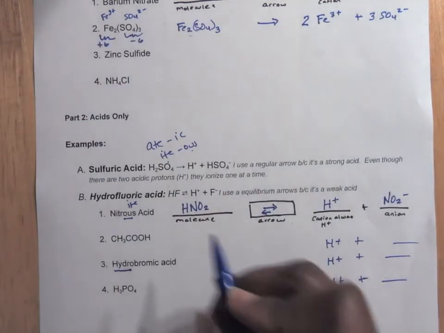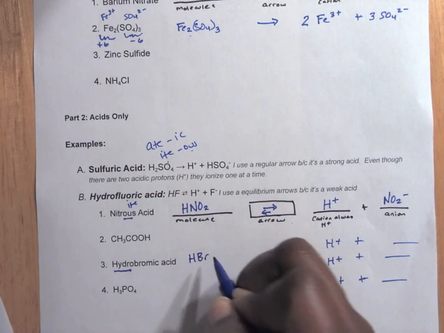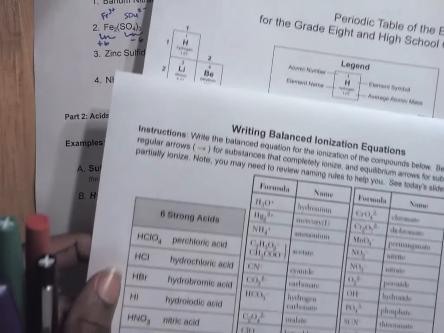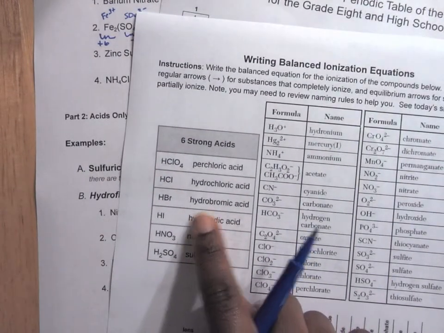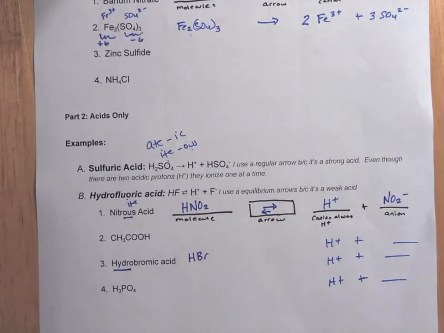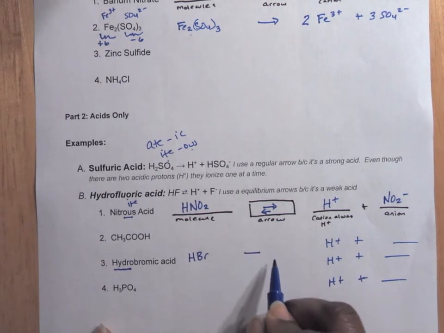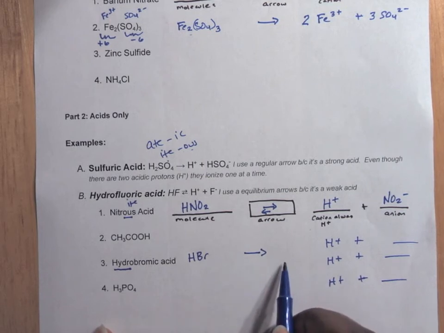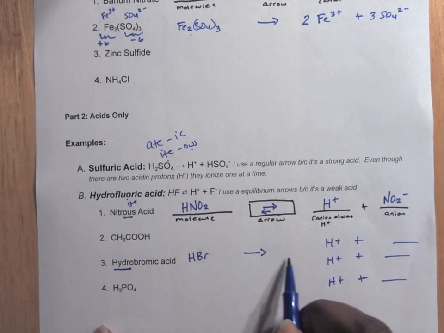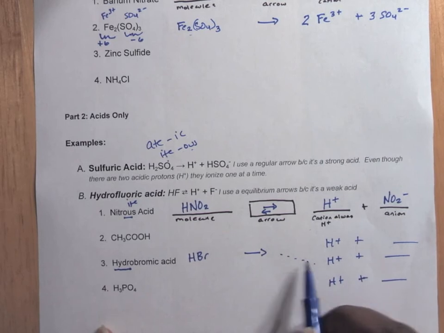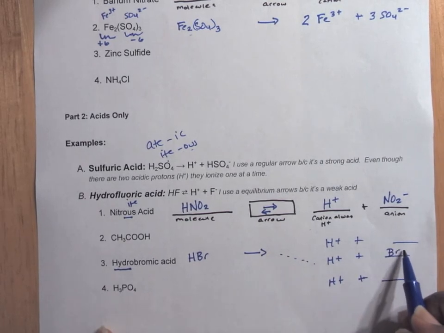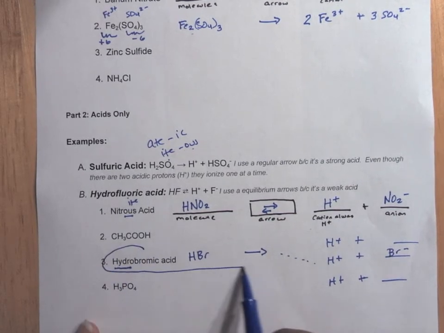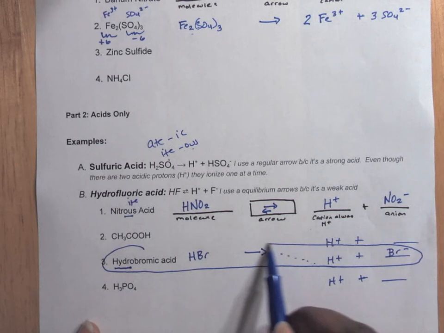Remember, the number of hydrogens I have will equal the charge. Okay, next thing I need to do to choose the arrow is look on the list of strong acids. Boom, here's hydrobromic acid, it's here, so I'm going to use a single arrow. I'll use this information down here. So there'll be H plus, and then what else is left over? Br minus. So this is all number 3 together.